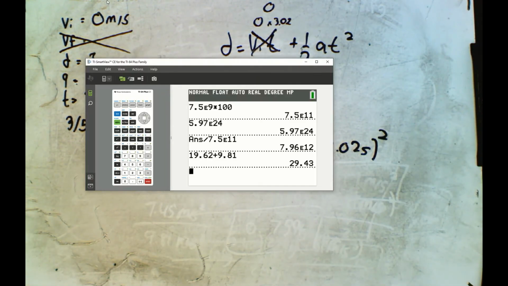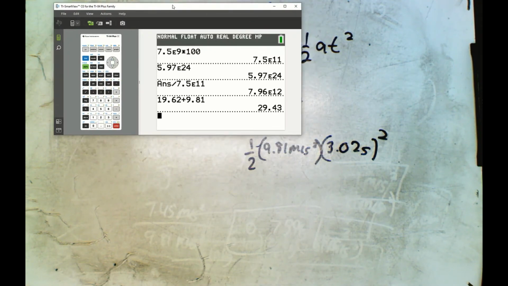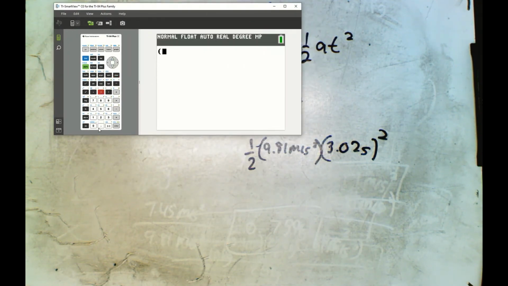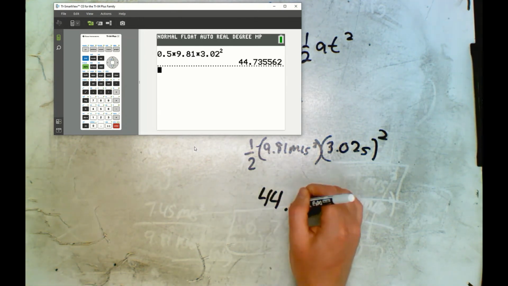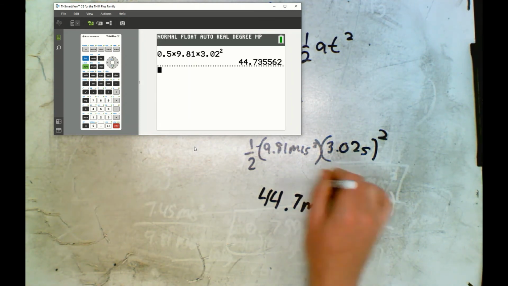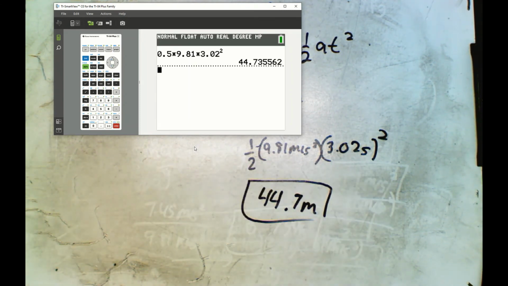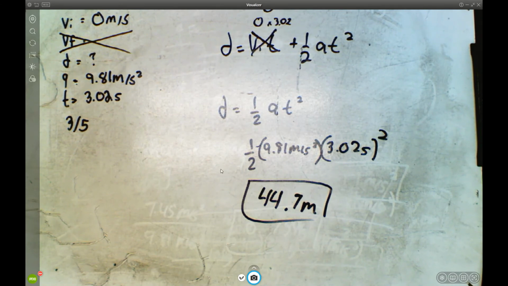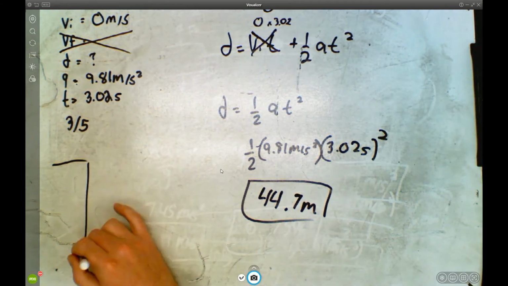So typing this into my calculator, what I would want to do. I don't type in 1/2, I type in, oops, I don't need a bracket, there's nothing on the bottom. So instead of 1/2, I type in 0.5, and then multiply it by 9.81, and then multiply it by 3.02, and I square it like that. And I get the height of the bridge, I have 3 sig digs, is going to be 44.7 meters.